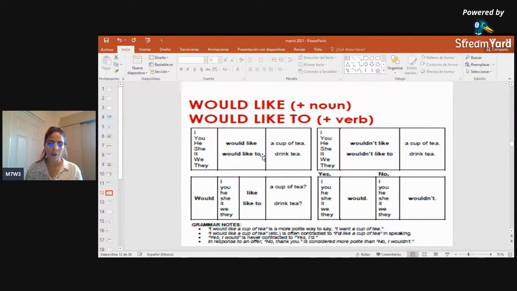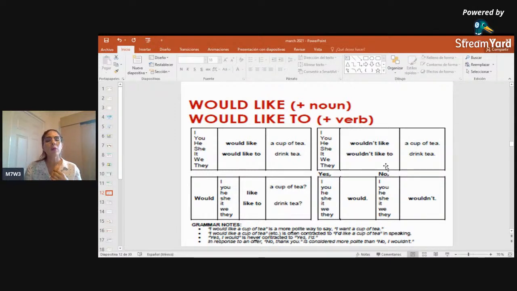Okay, that's the difference. In the negative form, we just need to include not in would. Para hacer las oraciones negativas, lo que tenemos que hacer solamente es agregar not en el auxiliar. Entonces puedo decir I would not o es más usual wouldn't. Okay, I wouldn't like a cup of tea. No me gustaría una taza de té. O I wouldn't like to drink tea. No me gustaría beber té.